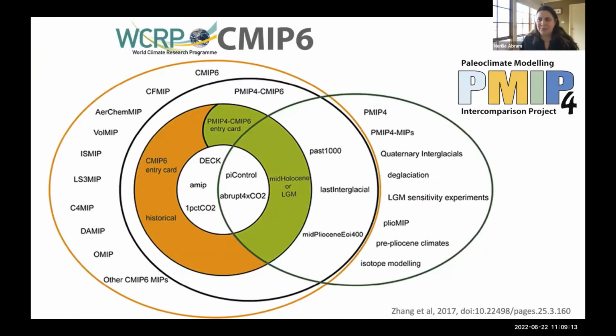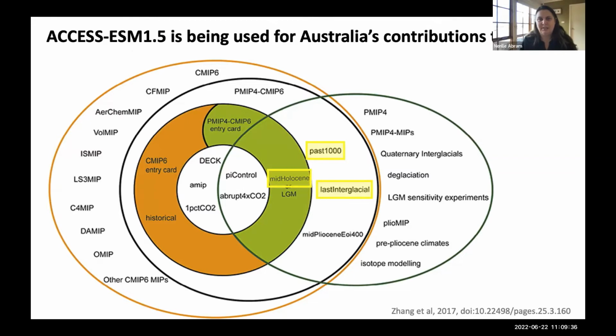Where does paleoclimate modelling sit in terms of global climate modelling efforts? In particular CMIP6, we have PMIP4, the Paleoclimate Modelling Intercomparison Project, which is running in parallel with CMIP6. For some of the experiments that Australia has been contributing using ACCESS ESM 1.5, some of these are complete, some are still in the processing stage, but we've completed runs for the mid-Holocene, the last 1,000 years, the last millennium, and also the last interglacial.